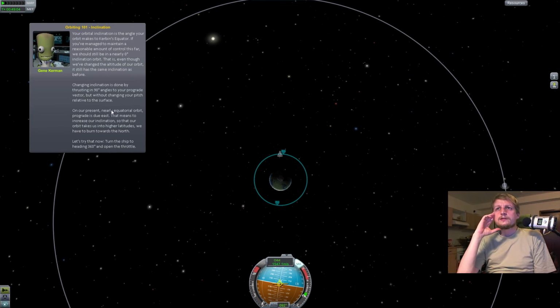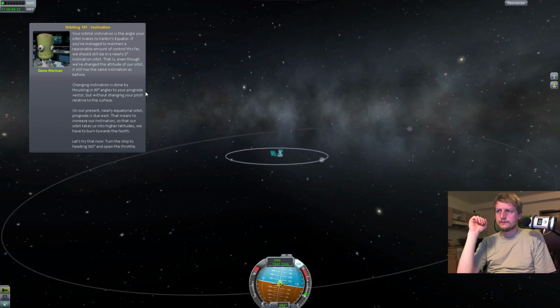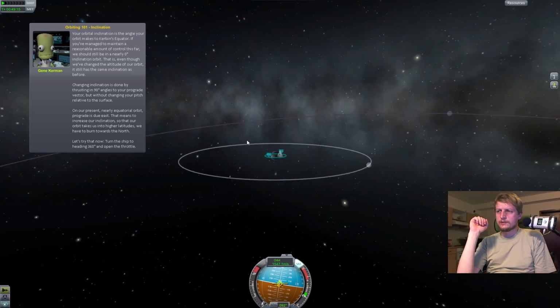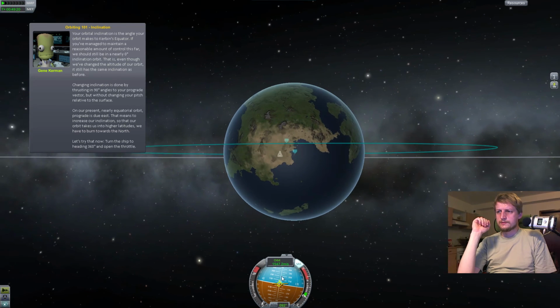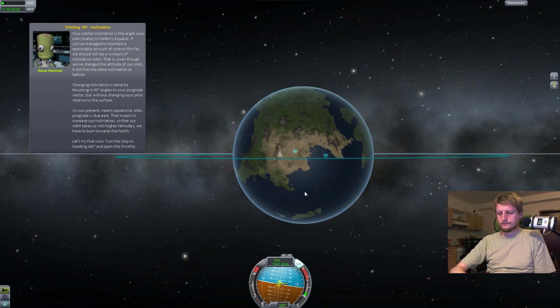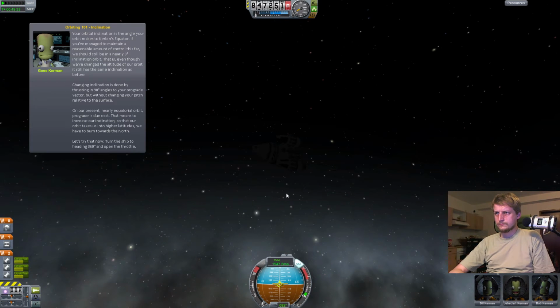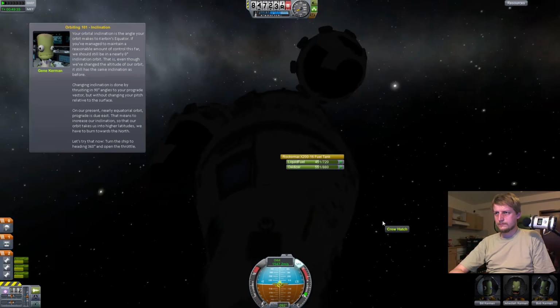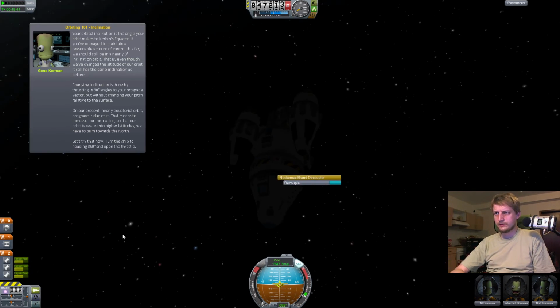Next, your orbital inclination is the angle your orbit makes to Kerbin's equator. Yeah, what? I see. What's Kerbin's equator? Can we have an artificial light shining on our rocket?